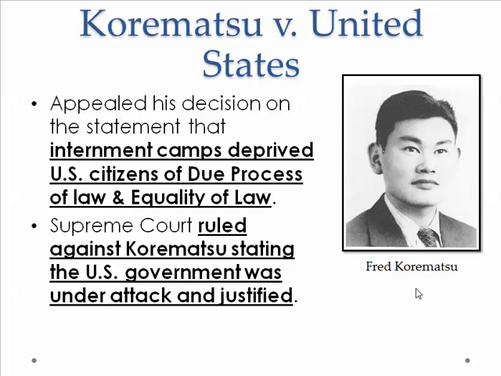A guy by the name of Fred Korematsu, Japanese American, he fights it in court that he feels like it's a violation of due process of law for Japanese Americans to be relocated and put in internment camps. The Supreme Court at the time is going to rule against Korematsu and stating that the U.S. government was under attack and that it was justified in relocating them. In other words, they're going to use the suspension of habeas corpus, or the ability of the president to suspend habeas corpus for certain groups during an invasion of the United States, and Pearl Harbor is considered an invasion.